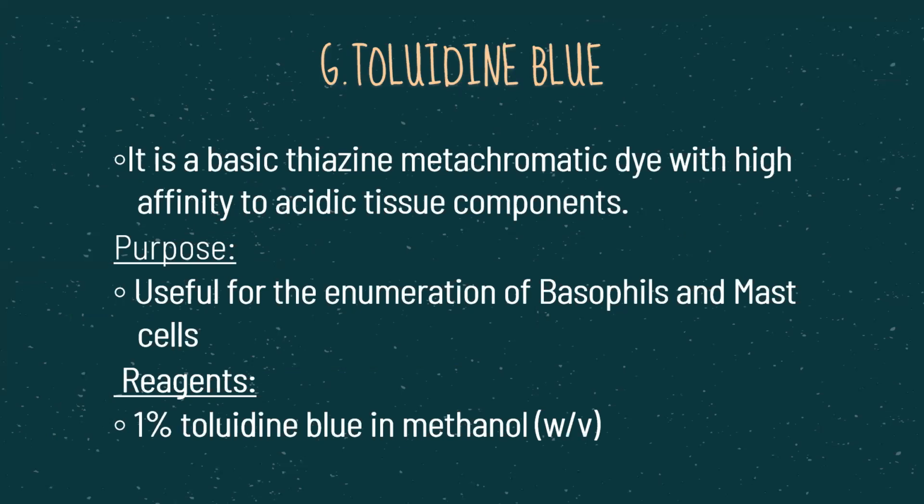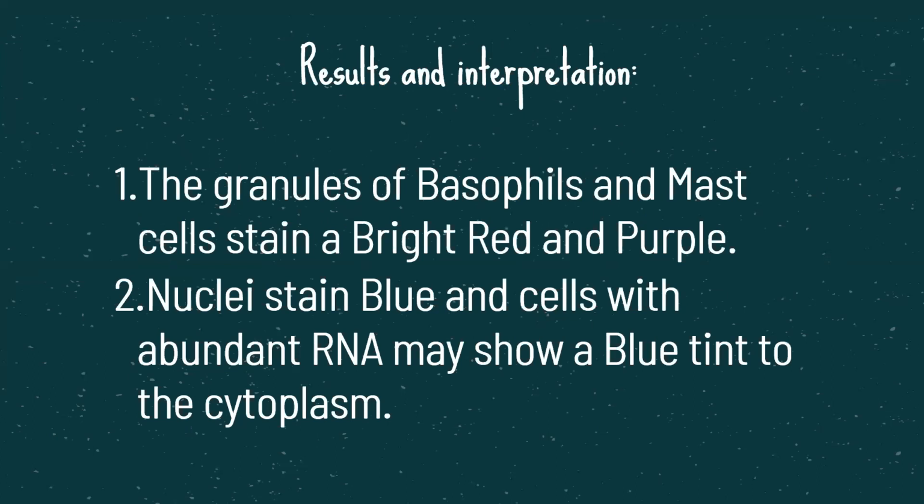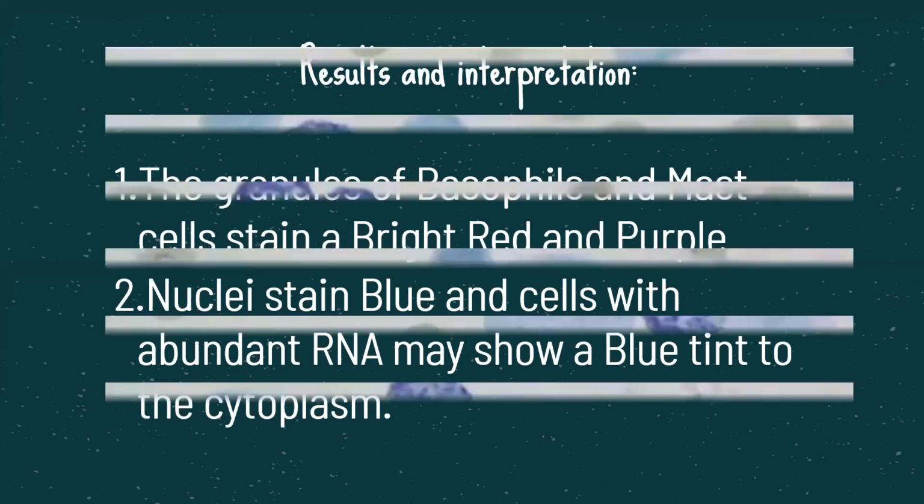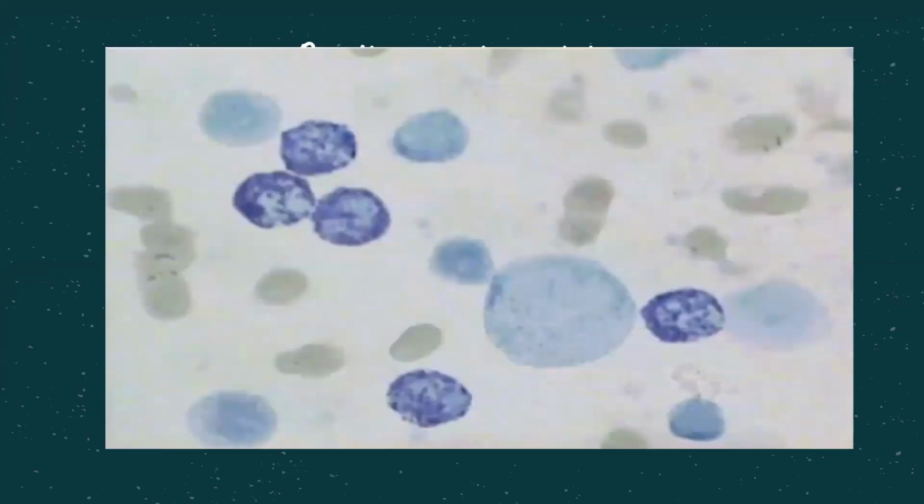So, next one we have toluidine blue. So, toluidine blue is a basic thiazine metachromatic dye with high affinity to acidic tissue components. The purpose naman nito is for basophils and mast cell. Enumeration of basophils and mast cell. Okay? So the granules of basophils and mast cells stain a bright red and purple. Okay? Nuclei stain blue, and cells with abundant RNA may show blue tint to its cytoplasm. So here is your example photo. Okay? Yan. So remember, this is for acidic components of your cell.